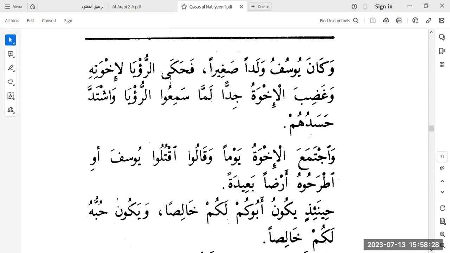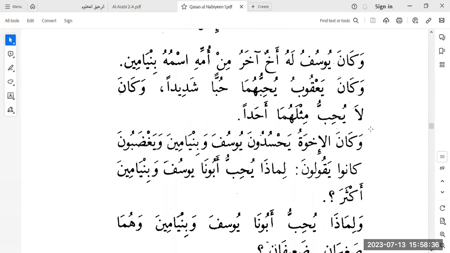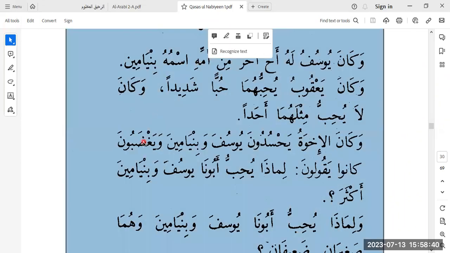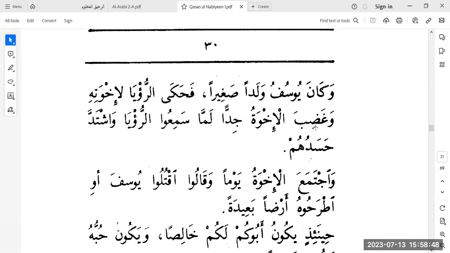Wa ghadiba al-ikhwatu. This verb ghadiba came earlier also. Yaghdabuna, right? So there is a fatha on the dad here. This is mudari', so mudari' has a fatha, and madi has a kasra on the ain kalima. So this is from bab sami'a. Ghadiba yaghdabu. Sami'a, that means the IA group. So ghadiba means to become angry.